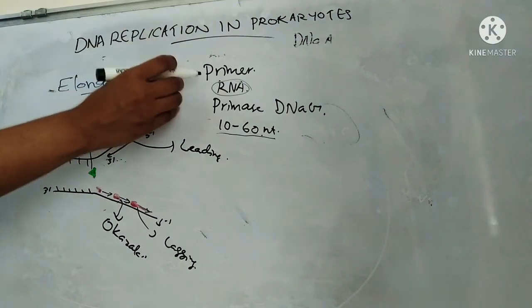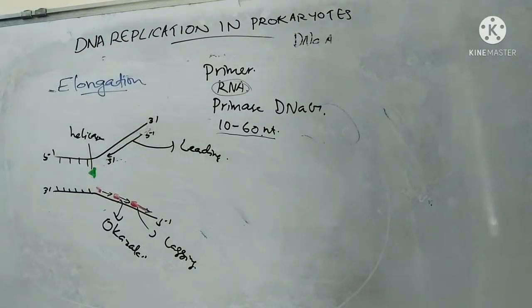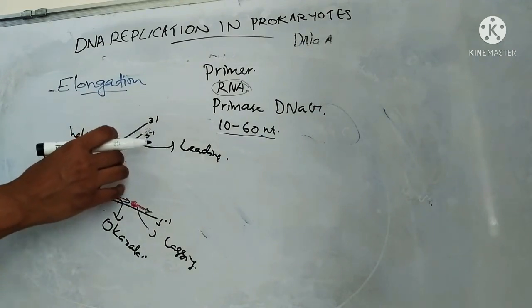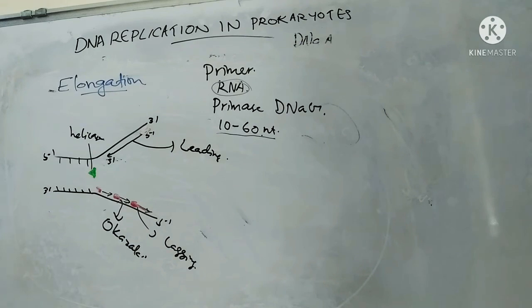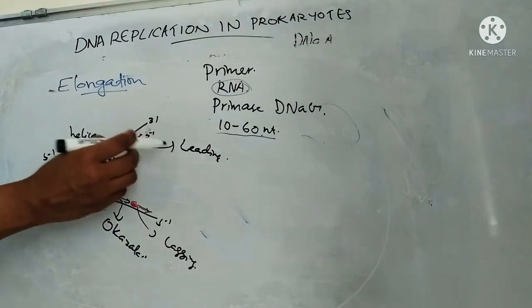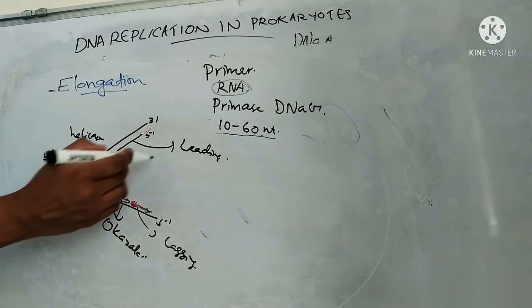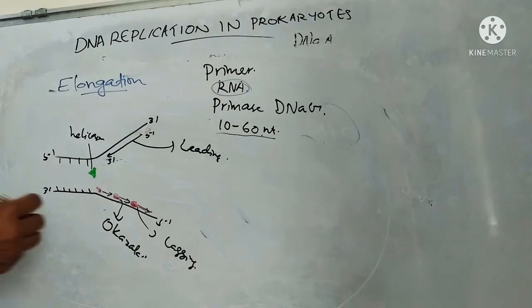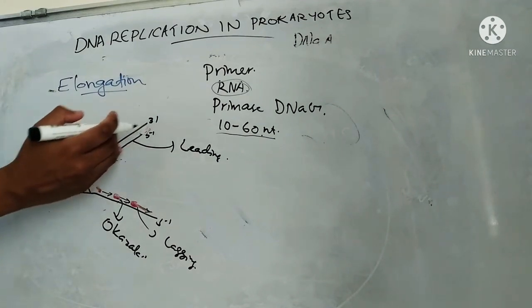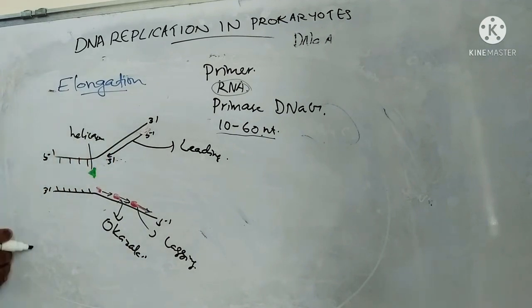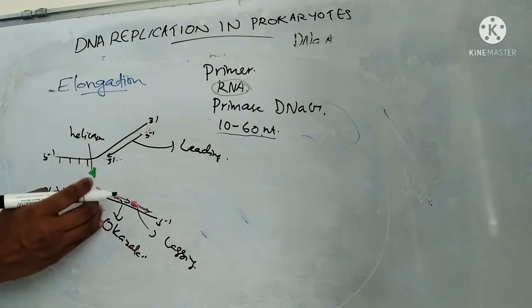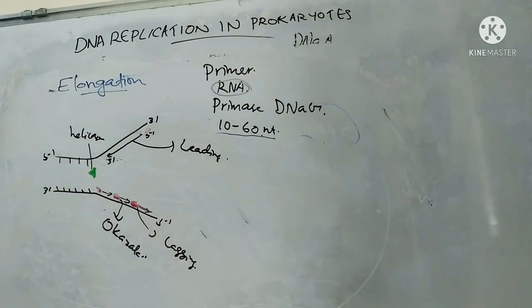So, a primer is added by the enzyme primase. Then after this, this primer is extended by DNA polymerase 3. DNA polymerase 3 synthesizes the new DNA strand in 5 prime 3 prime direction. Then there will be formation of leading strand and lagging strand. Leading strand is synthesized in 5 prime 3 prime direction along the replication fork. Then lagging strand synthesis occurs discontinuously in short segments. These segments or fragments are known as Okazaki fragments.